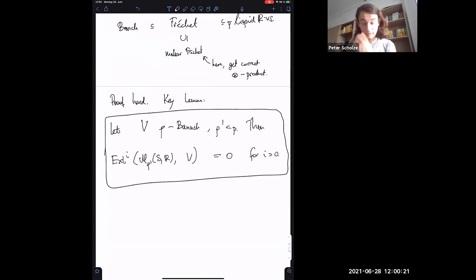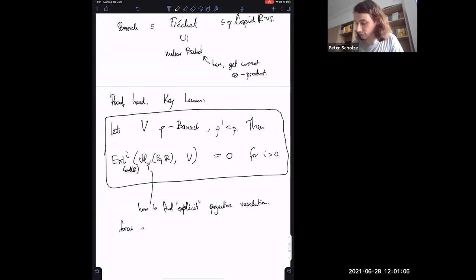But the problem with proving this is that if you want to do this, you have to compute some Ext group here. And so how do you compute Ext groups in condensed R-vector spaces? Well, you have to resolve by the free condensed R-vector spaces on compact projective sets. But this forces you to resolve R-vector spaces by profinite sets. And it's just not really possible.